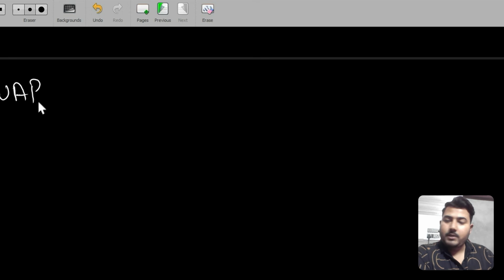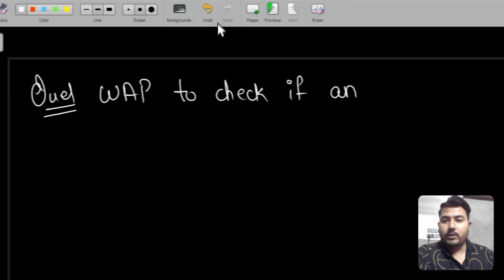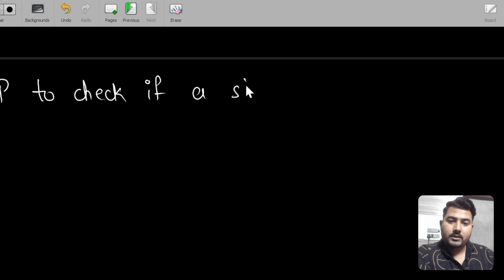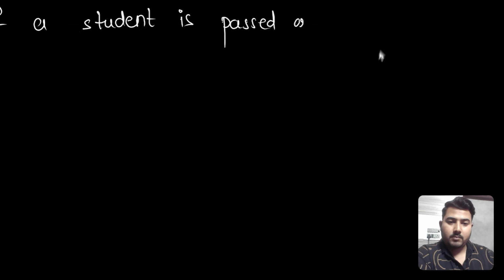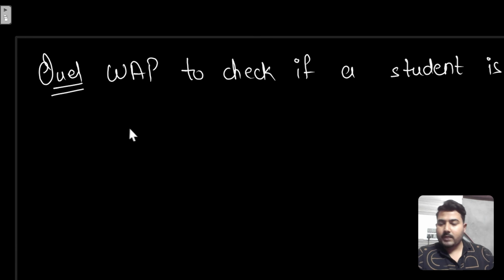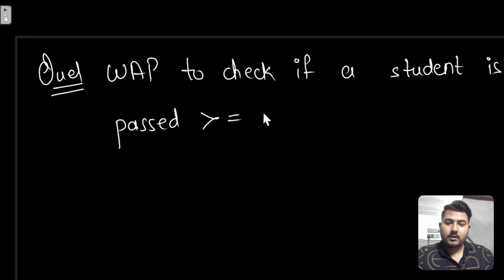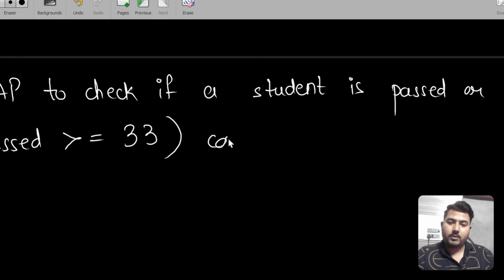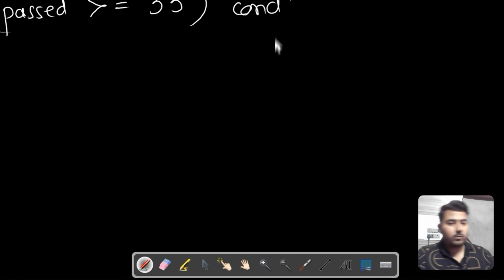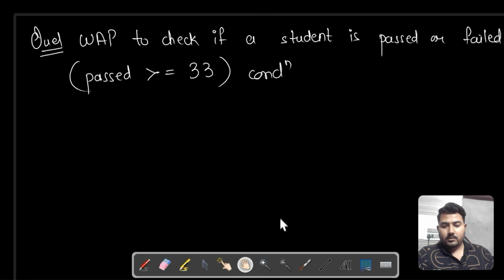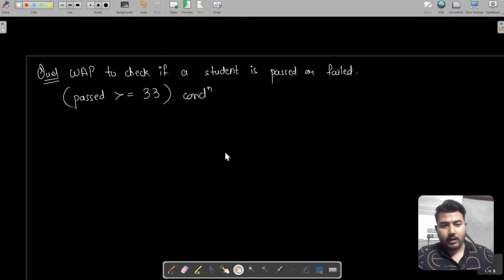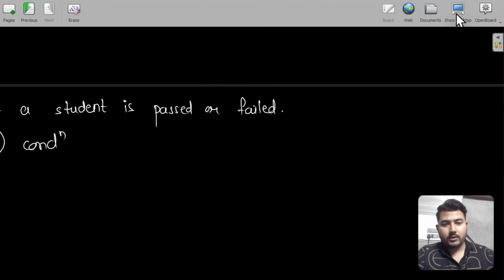WAP means write a program to check if a student is passed or failed. Passed or failed. So a couple of things we are going to assume here only. That is, a student will be passed if their percentage is greater than or equal to 33. Simply that. This is going to be our condition here. Let's just assume this is given in the question itself. Now we will just create a program out of it. All right, so let's just do that.